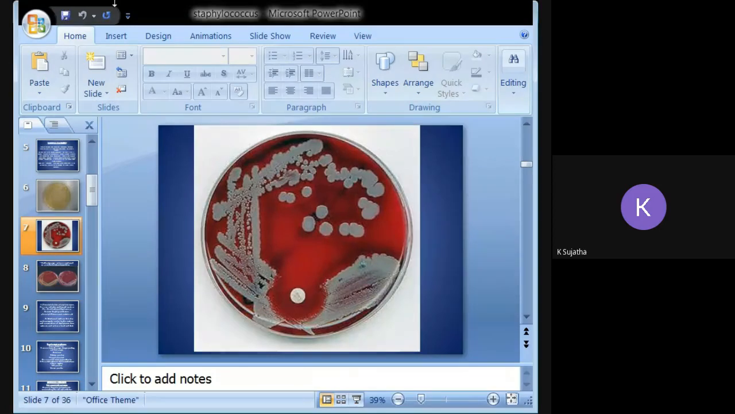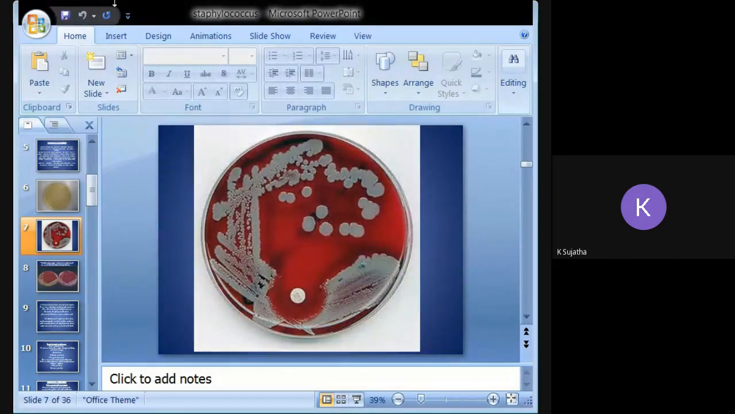Next, how to examine: microscopic examination by Gram stain. All specimens are Gram stained and observed. Next, how to grow them in artificial media. The specimens are added to nutrient agar and blood agar, then phenolphthalein agar, then a selective salt medium, and MacConkey agar.